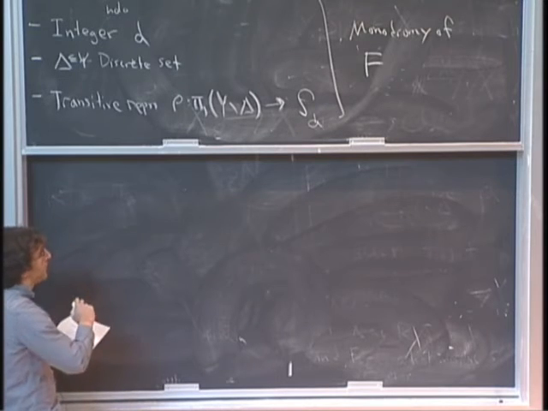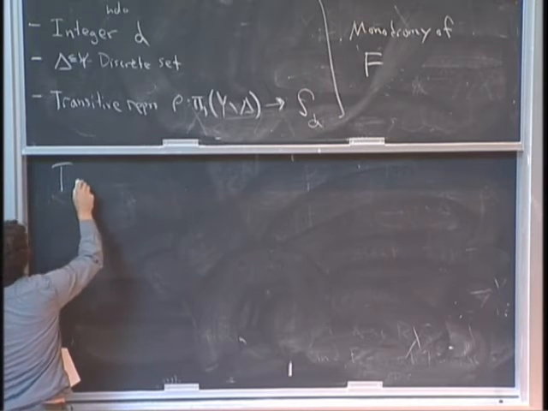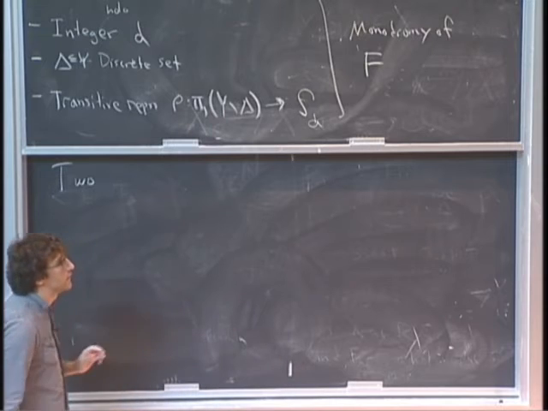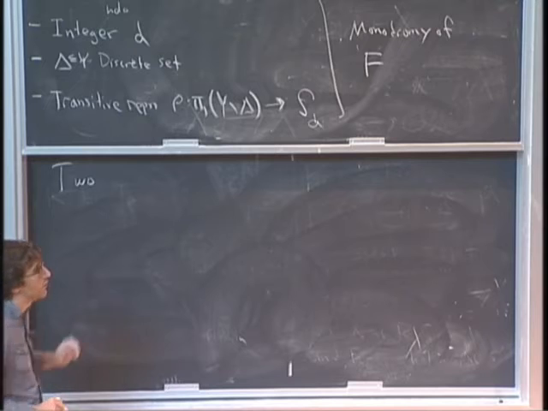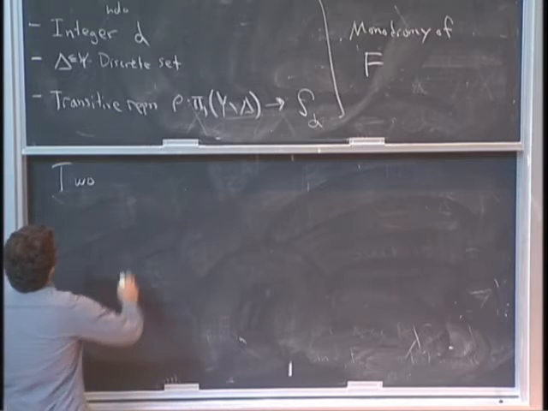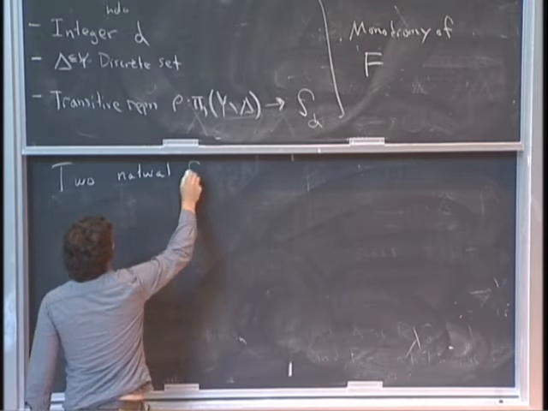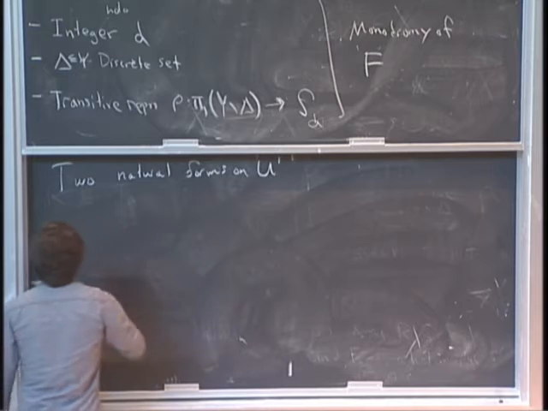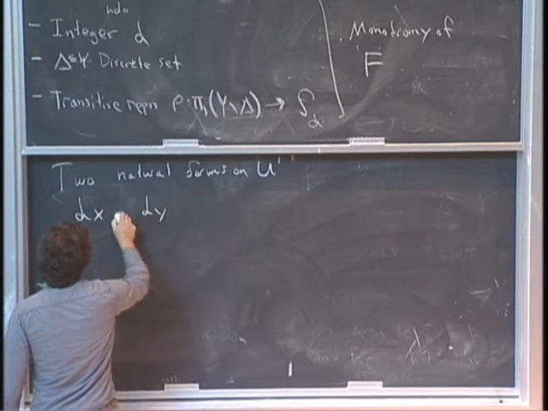Okay, so again, the basic idea is we start with these coordinate guys. So we have these two, so to say it's a dual means it's some kind of map from vector fields into smooth functions. So there's two natural forms on, let's say, we'll work on U prime now. So again, these are the coordinate ones. And this is all true on dx and dy.